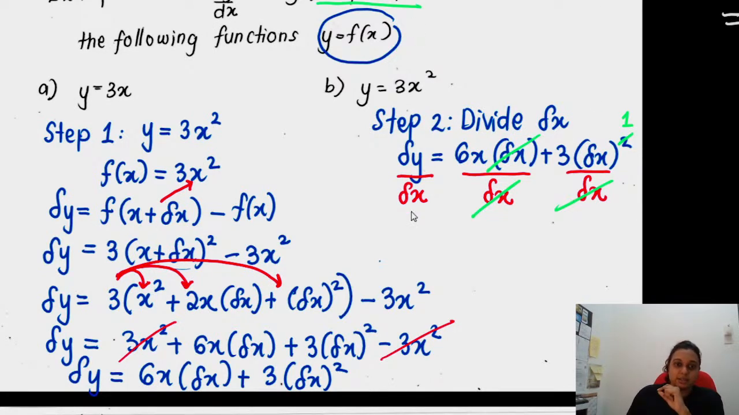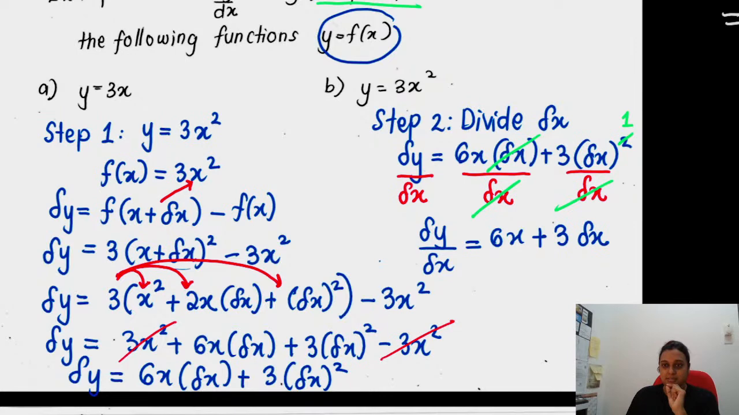Let me go back here. So the answer will be delta y over delta x equals 6x plus 3 delta x.